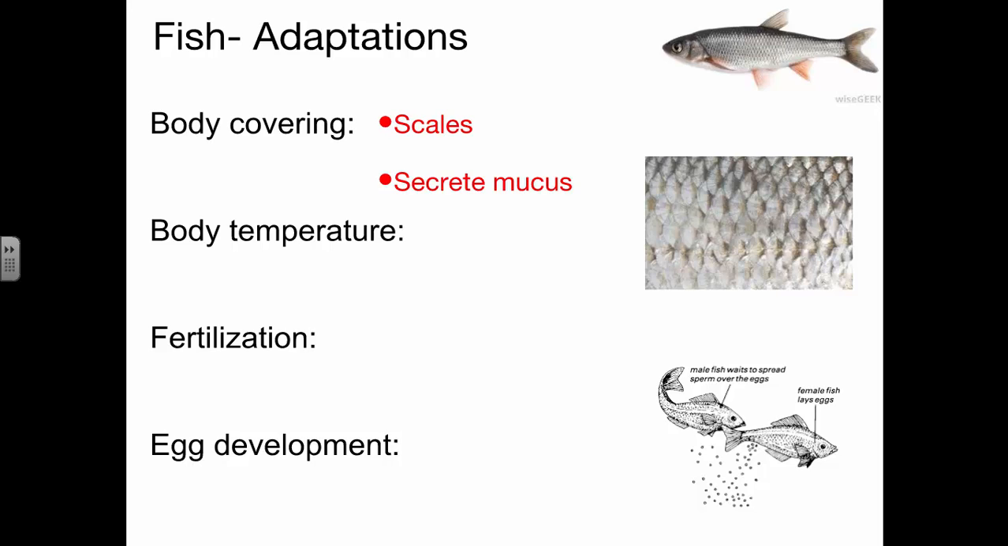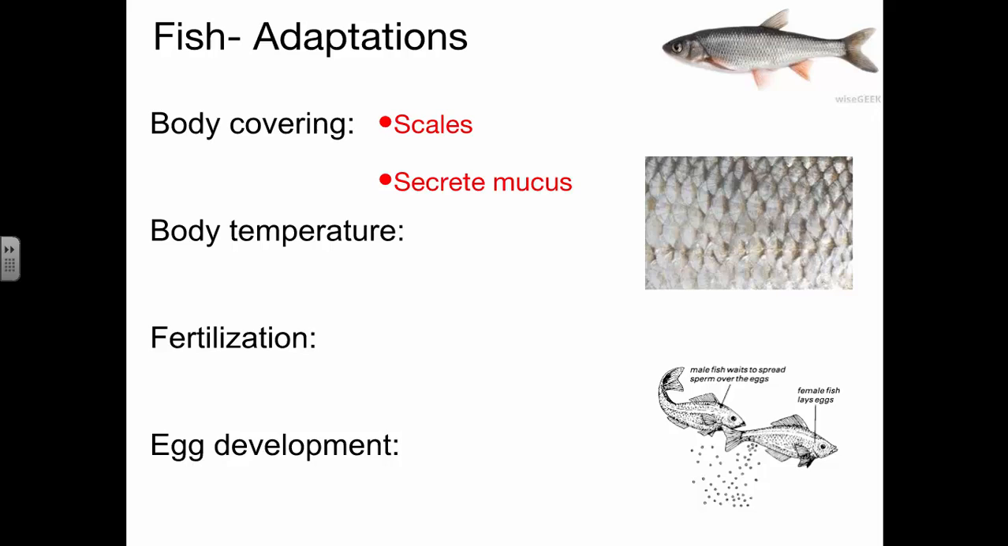And they also have mucus. If you've ever picked up a fish, it's kind of slimy and hard to hold, and they're slippery. That's because they have this layer of mucus that's secreted outside of their body. It helps to protect against parasites and helps them move through the water easily.